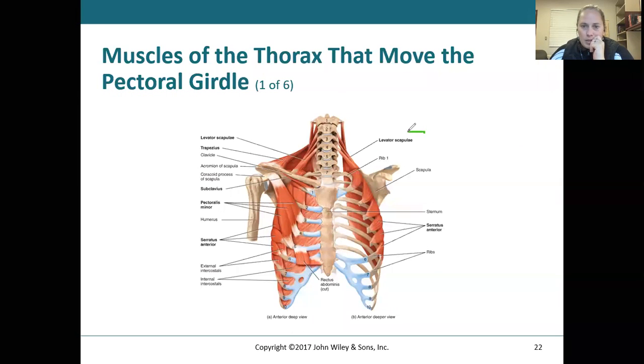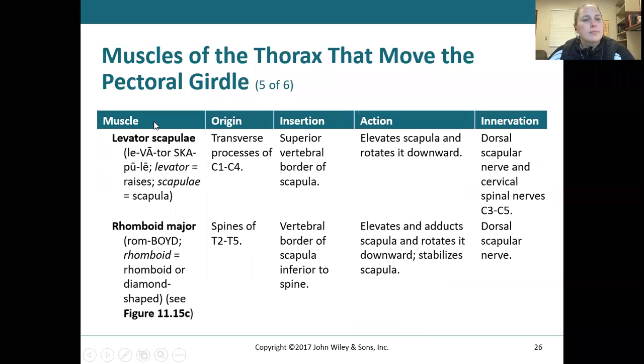Levator scapulae, you can see that one right there. And I don't think rhomboid major is on this particular figure, yeah, I don't think it's present here. Okay. Well, you still get that understanding of where the levator scapulae is, its origin and insertion points, and how important it is for that upper part of the thoracic cavity.